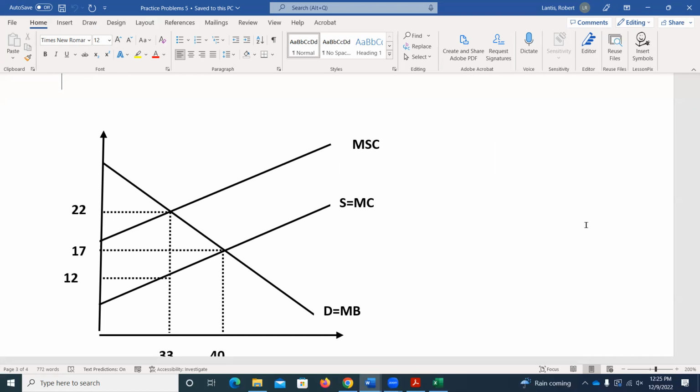This was where the efficient point of society was. At every point past this, we're going to end up with deadweight loss. If I wanted to, I could find the area of this triangle: 40 minus 33, so the base is 7, times the height of 10, times 1/2. So we could find these deadweight losses pretty easily. We're just finding the area of those triangles here.